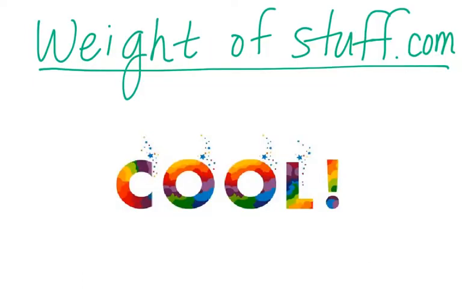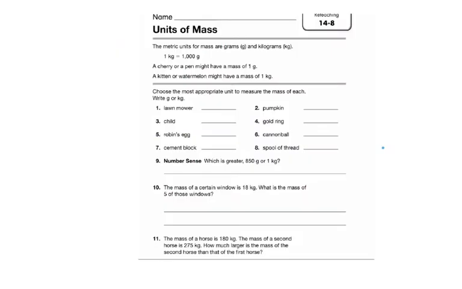So as I was looking up information about metric units for weight or mass, I found this really fun website. If you ever want to go check it out, it's called weightofstuff.com. It's really interesting to look at the weight of different things so you get a sense of understanding these units of measurement a little better.